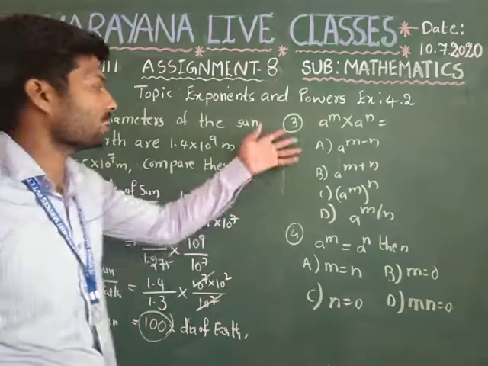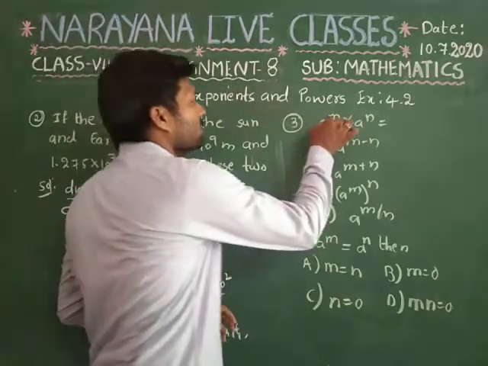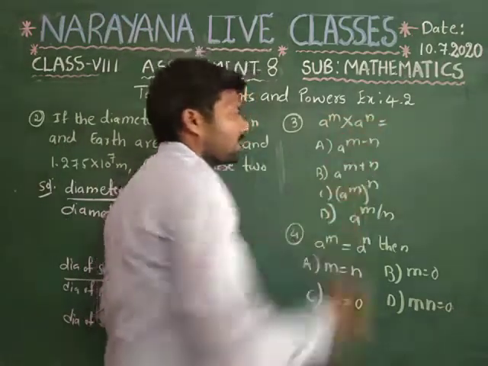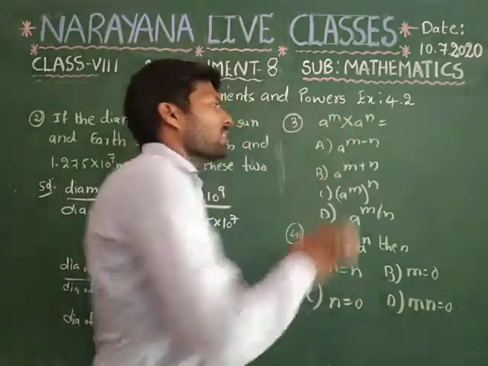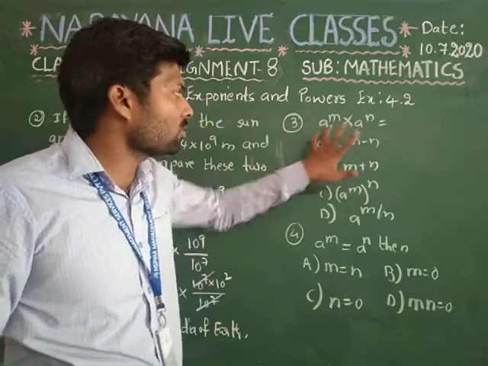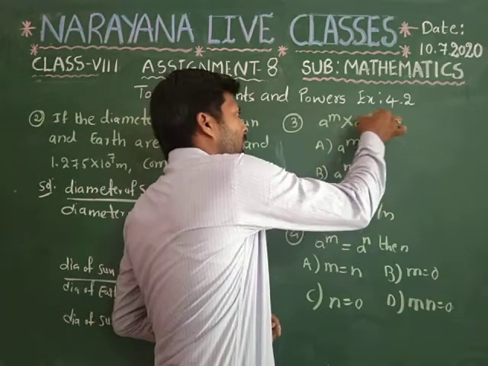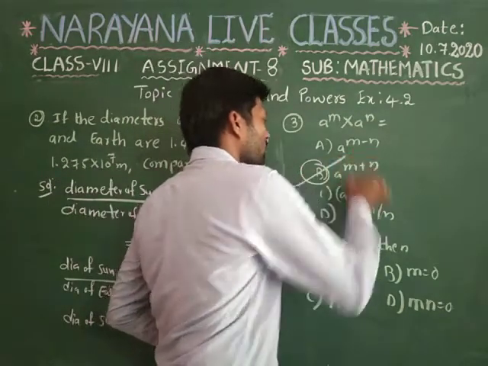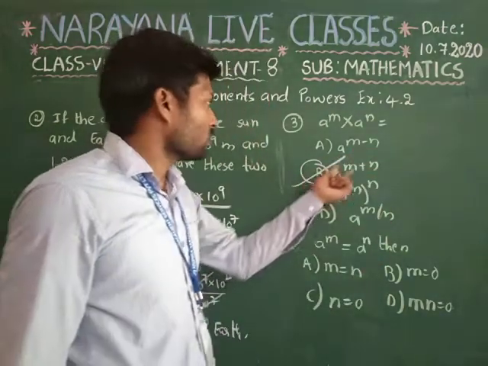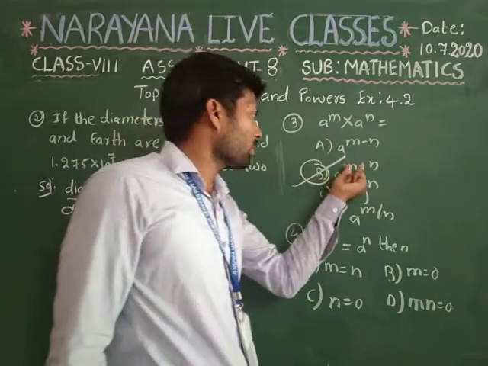Let's go to the next two questions. These two are multiple choice questions. The first one: a power m into a power n is equal to how much? This is a law of exponents. When two bases are equal, we directly add their powers, that is a power m plus n. So option B is the right option. Both bases are the same, so we add their powers.